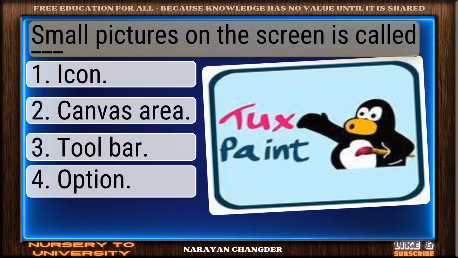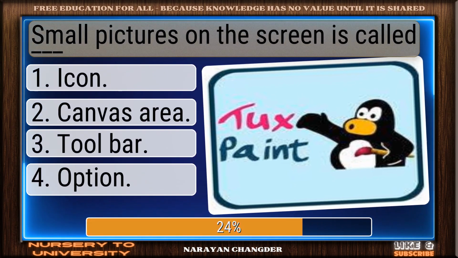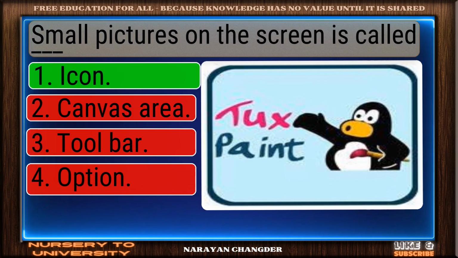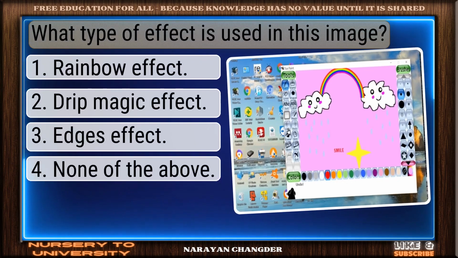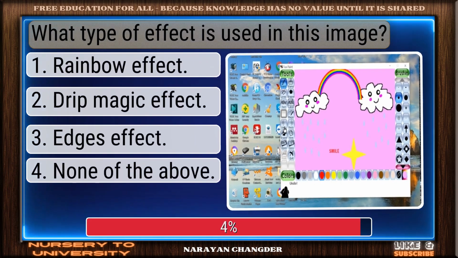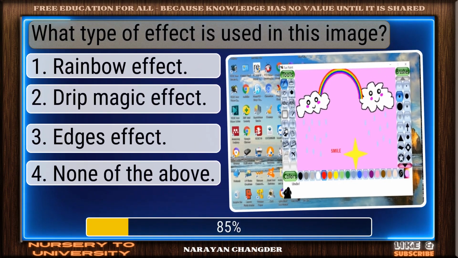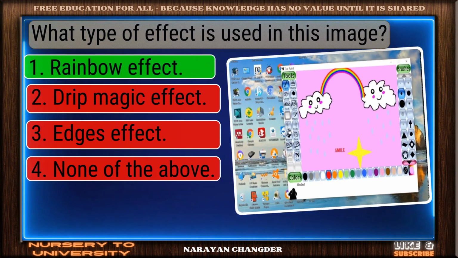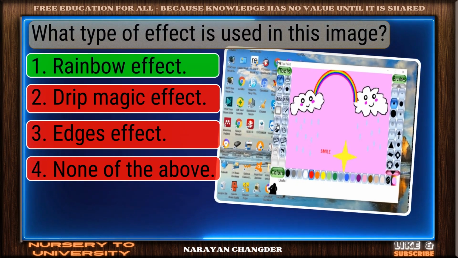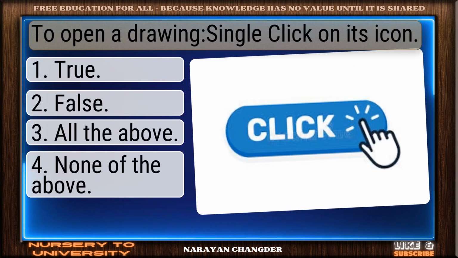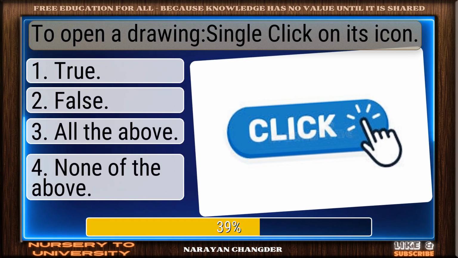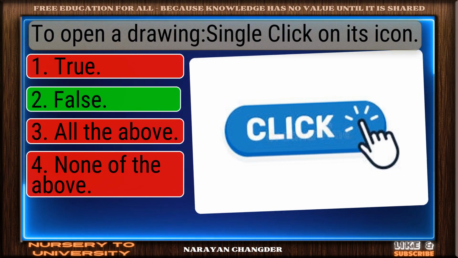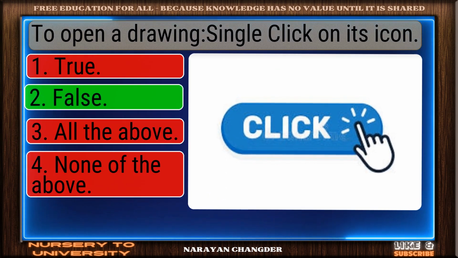Small pictures on the screen are called dash. Well picked. Icon is correct. What type of effect is used in this image? Smart move. Rainbow effect is accurate answer. To open a drawing, single click on its icon. Nice work. False fits perfectly.